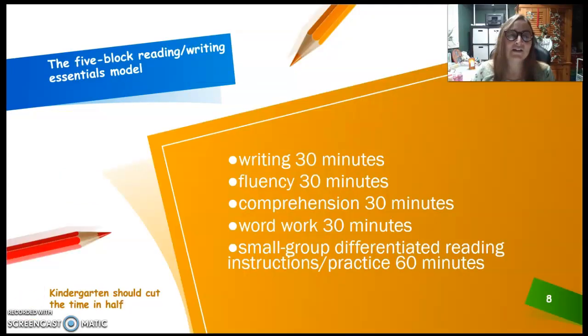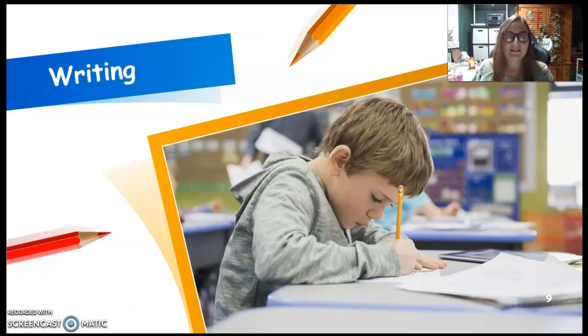The 5 block reading essential model is a combination of all the things that we just talked about. Writing for 30 minutes, fluency for 30 minutes, comprehension for 30 minutes, word work for 30 minutes, and small group differentiated reading instruction and practice for 60 minutes. And if it was for kindergarten, it would be half this time.